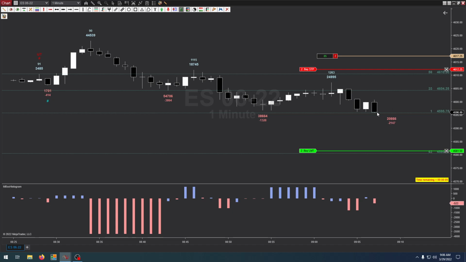10 seconds left in this candle. Can we close below this level here? Very large volume delta negative here. Trend pullback short. There we go.